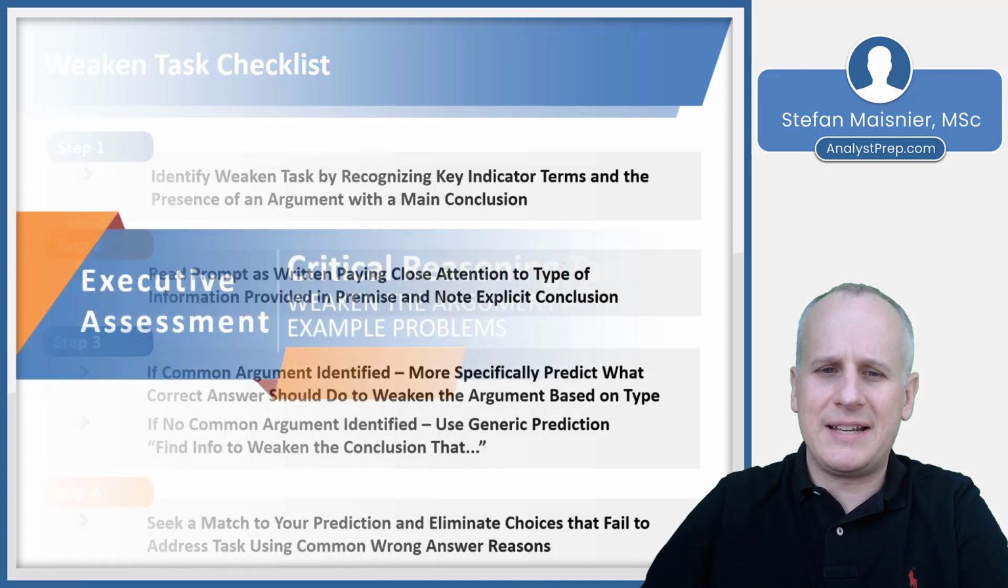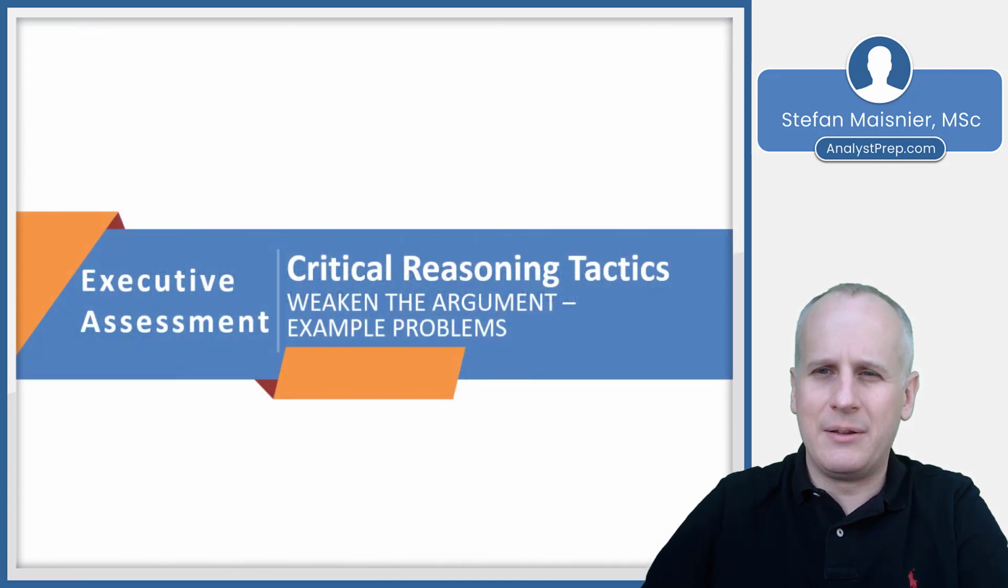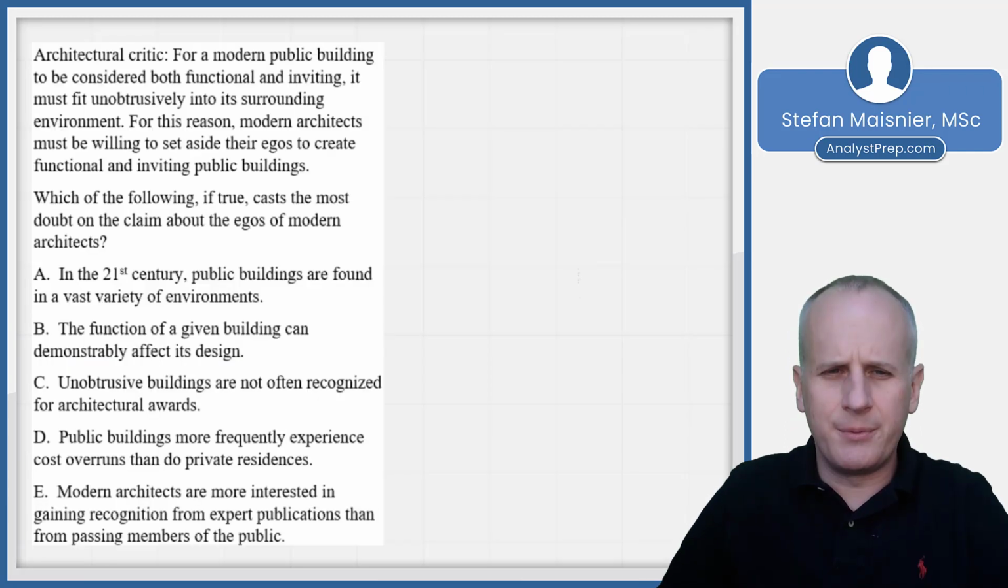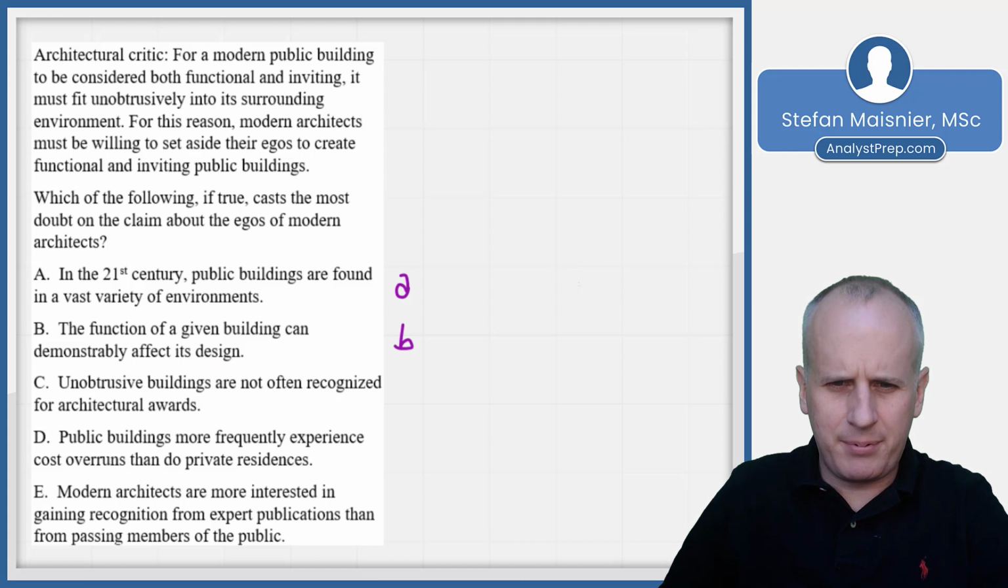So let's head on over to the whiteboard and attempt a couple of questions together so you can see how you'll engage with your scratch work when you're attempting weaken style critical reasoning questions on the Executive Assessment. So here we have a sample critical reasoning prompt. We've got A through E.